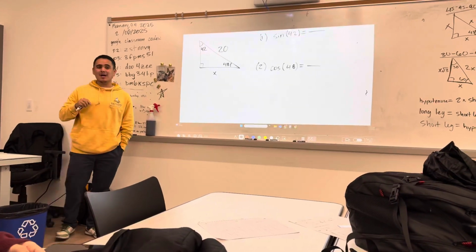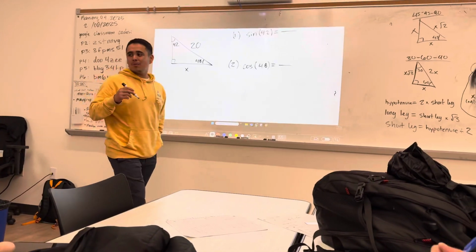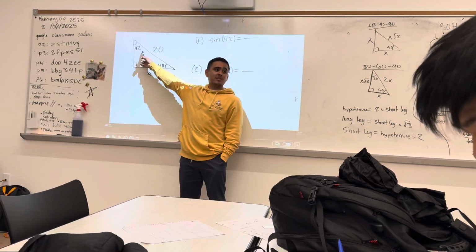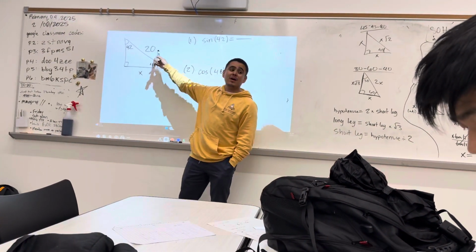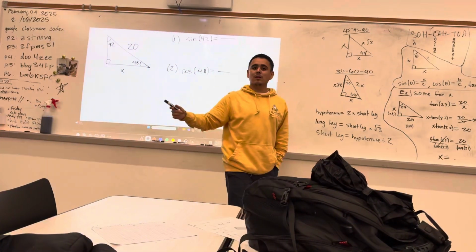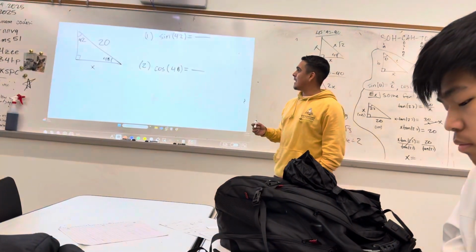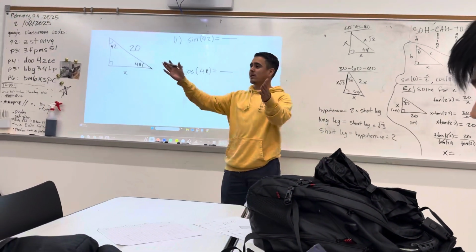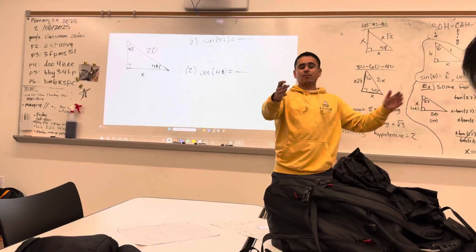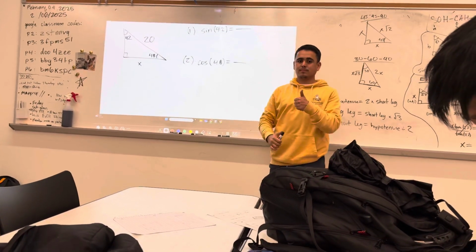All right, so go ahead and copy what you see up here on the board. We have a triangle. One angle is 48, the other one's 42, and then the hypotenuse is 20, and one of the sides is x, okay? So go ahead and copy that down. What's gonna happen in a second, half of the room is gonna do number 1, and the other half of the room will do number 2.